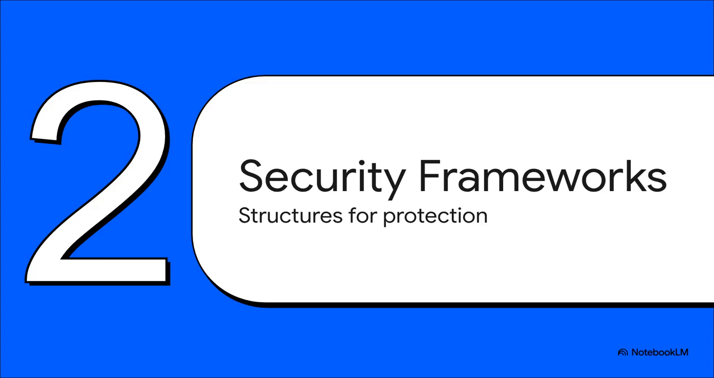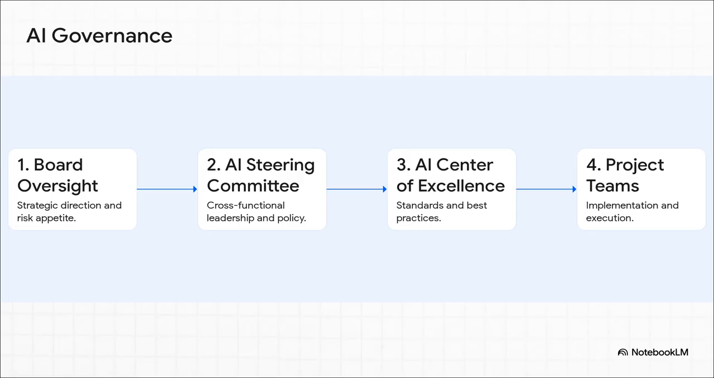Okay, so with that foundation set, we completely shifted gears. We moved from the what and the why to the how. This part of our journey was all about the practical, real-world frameworks you need to actually protect your organization. We started at the top by laying out a clear structure for governance. This is how you make sure there's accountability. It shows how strategy flows from the board, down through steering committees, and all the way to the project teams who are actually doing the work.